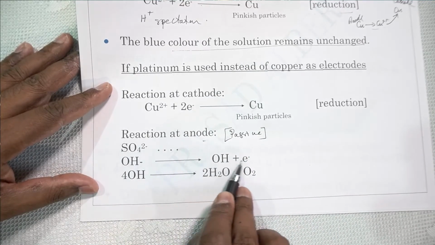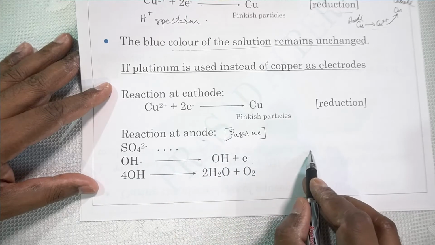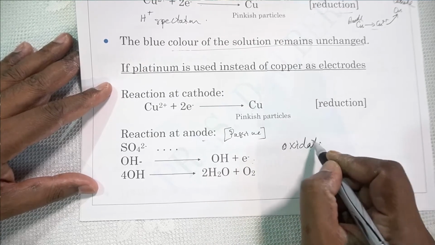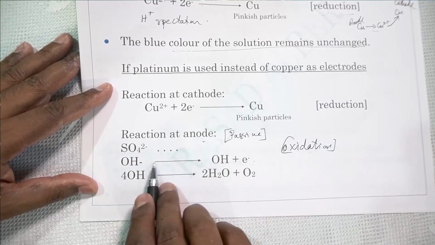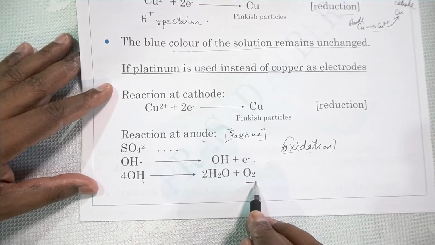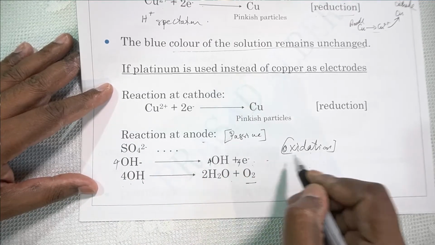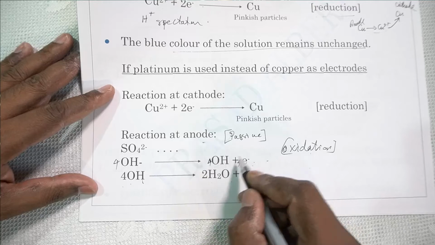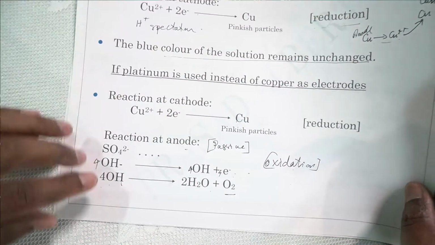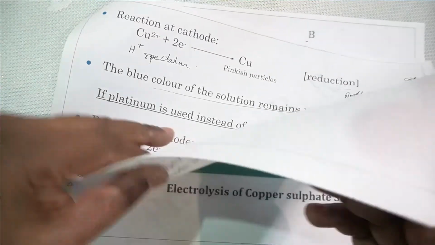When we use platinum, it is inactive. So the hydroxyl ion gets discharged and produces OH and an electron is given. So it is an oxidation reaction here, the anode is oxidation because it is losing electrons, and 4 OH groups together form 2H2O plus O2. So we need 4 OH minus and 4 electrons. To equalize this, there should be 2 of this. So this is what we find in the electrolysis when a platinum electrode is used instead of copper.